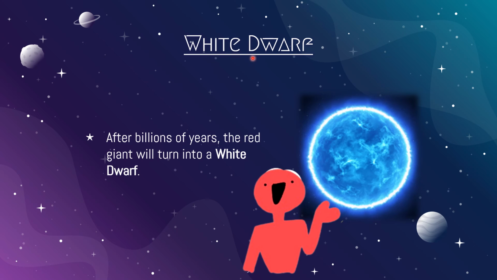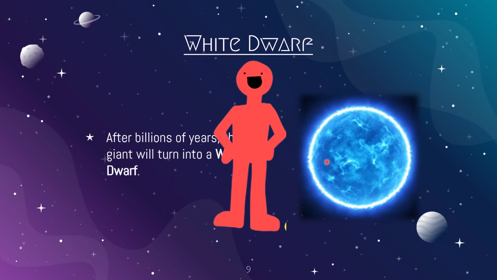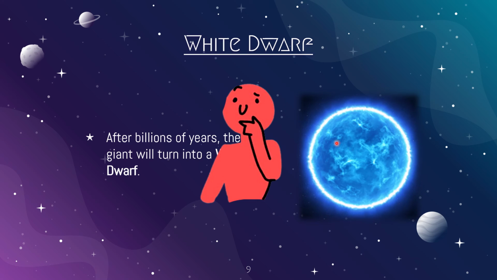White dwarf. After billions of years, the red giant will turn into a white dwarf. After the burning out of hydrogen, the red giant phase of the star will move to the next phase, which is the white dwarf. The red giant star will contract into an Earth-sized star, and as it contracts, the core heats up, which results in the white dwarf having bluer color and low luminosity due to the less surface area.